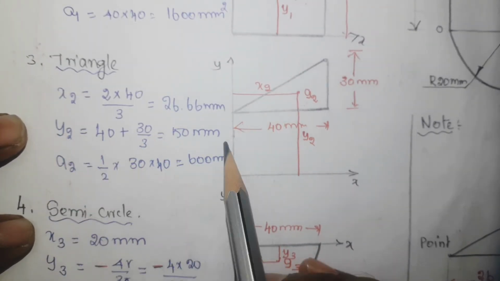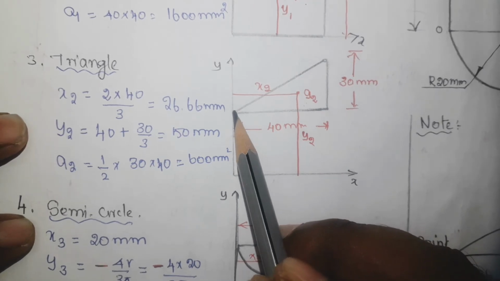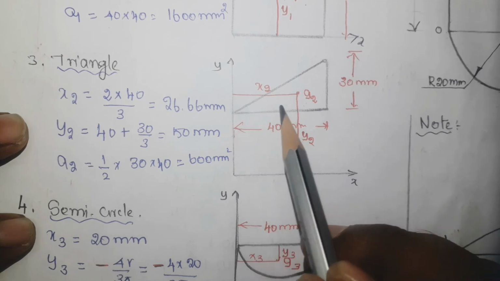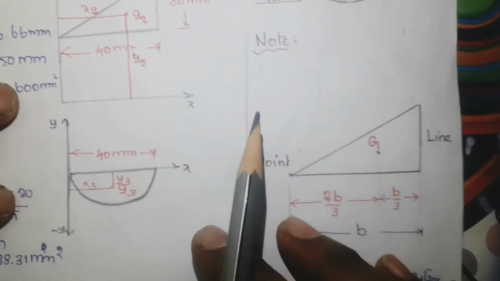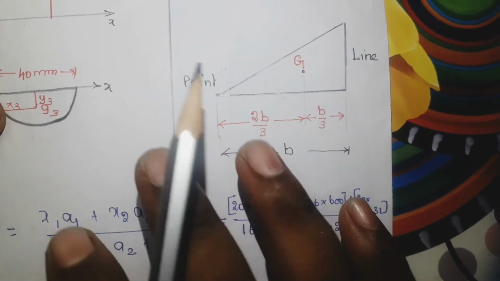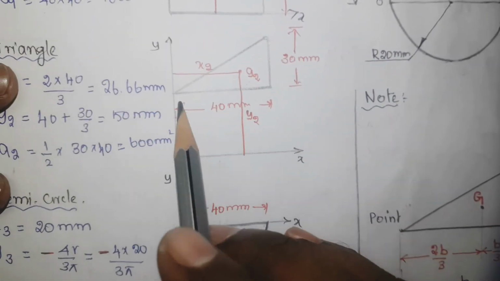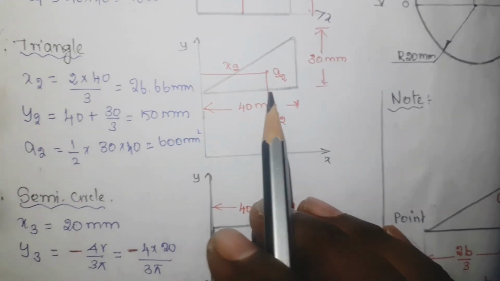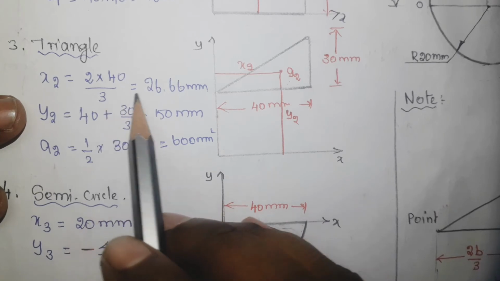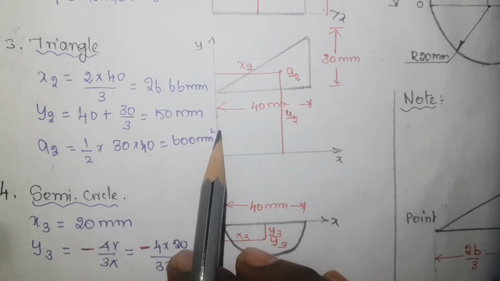Now you see here, this is the triangle, but here the point end is in contact with the y-axis. So from here to G, we have already seen that from the point end to G it is 2b by 3. Now here in the place of b you have 40 mm, so 2 into 40 by 3, which is equal to 26.66 mm.